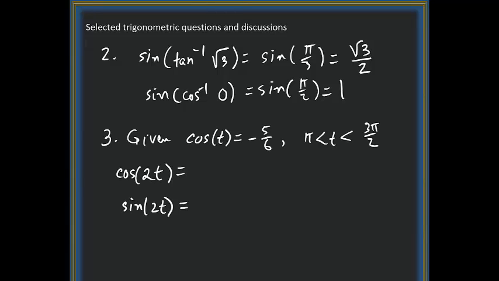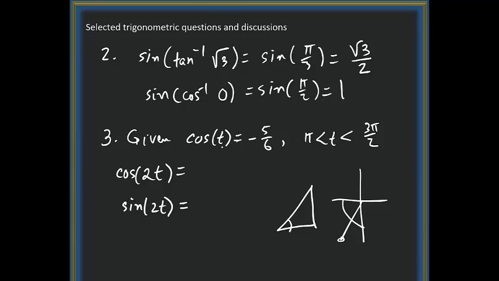Our next question is cosine t is negative 5 over 6, and the angle is in quadrant 3, as you see here. It is given here between pi and 3 pi by 2. So in this quadrant, your cosine is negative, you can see. So sine also will be negative. And we can use our reference triangle like this.